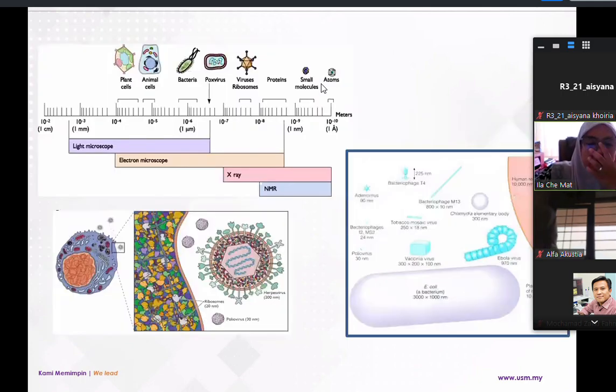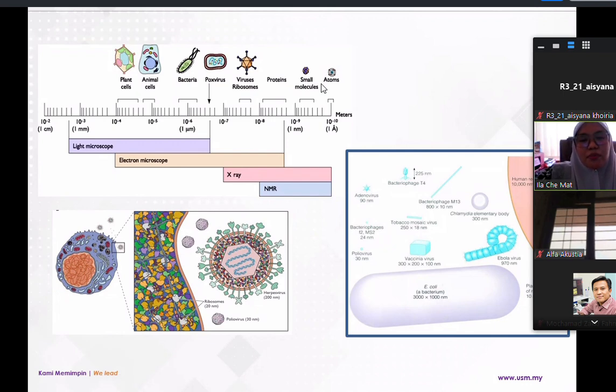Okay, so the size of the virus, if you look here, it's very small. At the bottom, in the figure here, you compare between the virus and E. coli. If you look at the E. coli, it's very big, right? And if you look at the virus, for example adenovirus, the respiratory one, it's only 90 nanometers. It's very small. And even in this figure, they put the herpes virus on the surface of the cell. It's very tiny. You cannot see them with the naked eye.